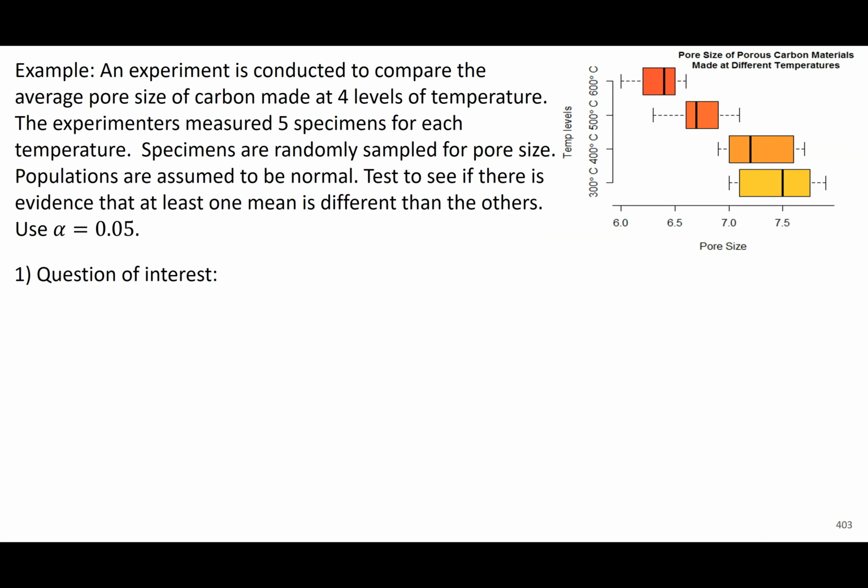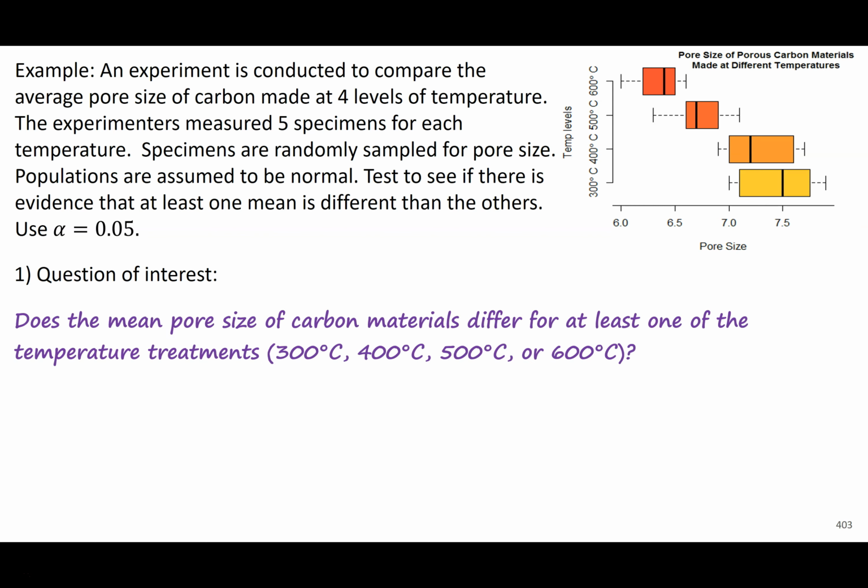So returning to our carbon materials at 4 different temperatures, we're going to go ahead and run this F test to see, hey, is the average of at least one of these treatments different? So wording it: does the mean pore size of carbon materials differ for at least one of the temperature treatments: 300 degrees Celsius, 400 degrees Celsius, 500 degrees Celsius, or 600 degrees Celsius?